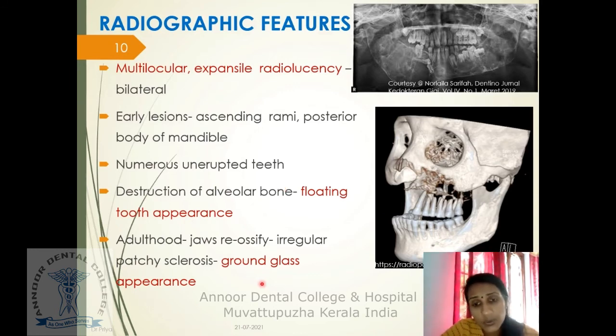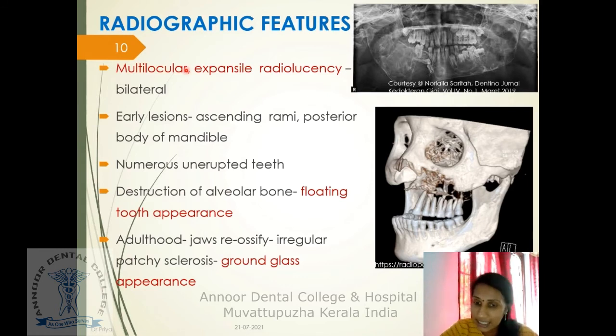Another appearance which you can get, which is similar to fibrous dysplasia, is your ground glass appearance. So that is during adulthood. When the person reaches adulthood, the disease is going to regress. So during that time, when the jaws start to reossify, you will get irregular patchy deposits of bone or patchy sclerosis. So that will give you a ground glass appearance. So these are the different radiographic findings in cherubism.